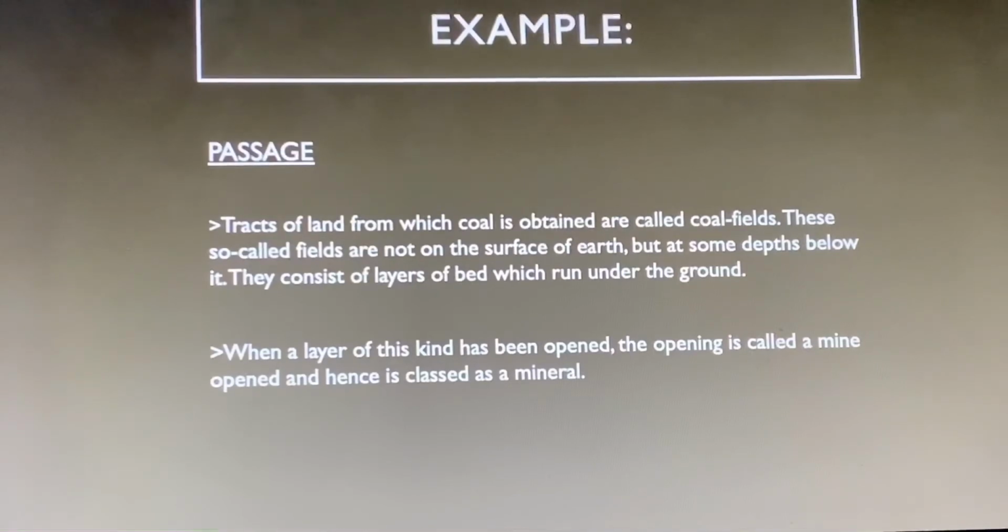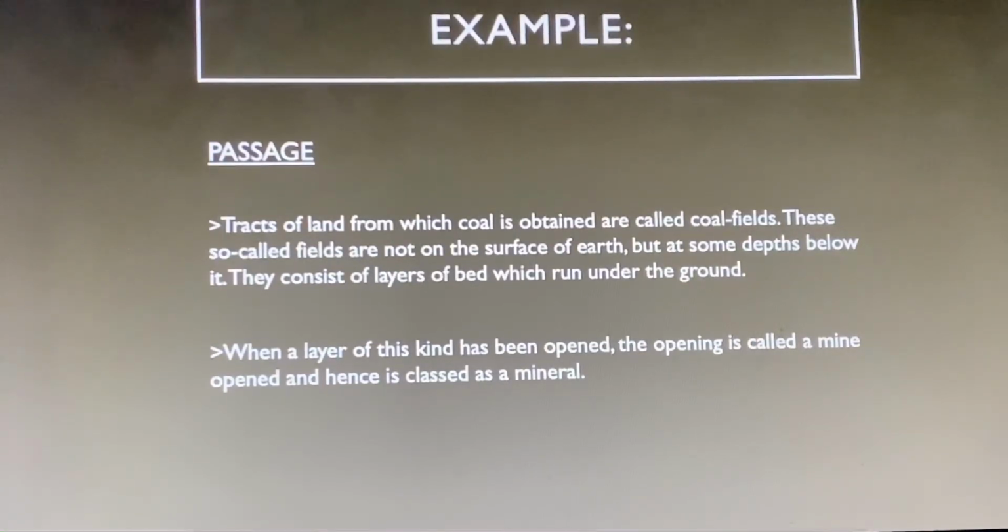Look at an example here. Tracts of land from which coal is obtained are called coal fields. These so-called fields are not on the surface of the earth, but at some depth below it. They consist of layers of bed which run under the ground. After reading these lines, I feel they are talking about coal fields and what is there beneath. If I have to condense this passage into a precis, it would be one third. That means if 3 lines are given, I need to write only 1 line.